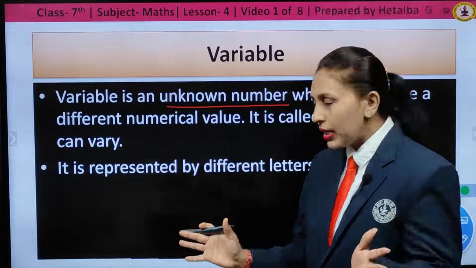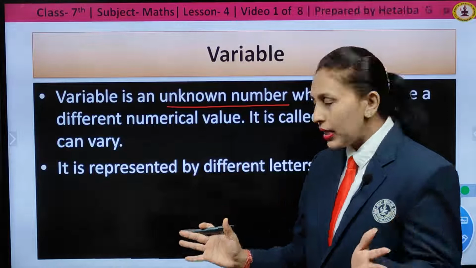So as I told you, to make an equation balanced, children, you can add, subtract, divide and multiply by the same number on both the sides. Don't do it on one side. It has to be operated on both the sides so that the equation remains balanced.